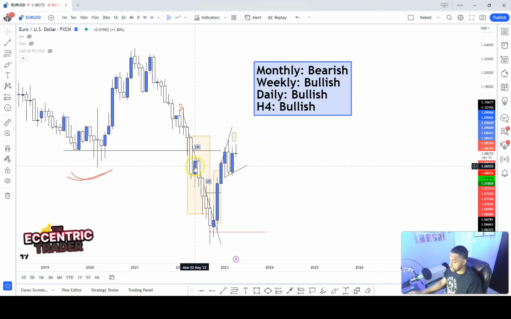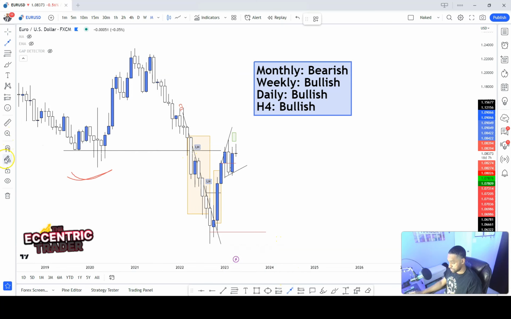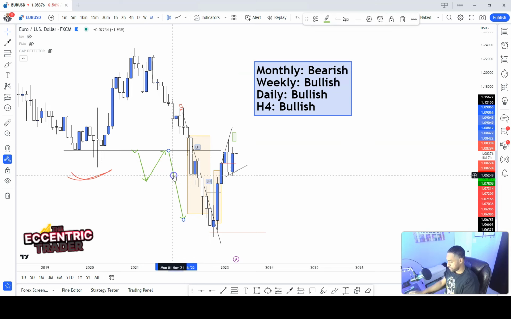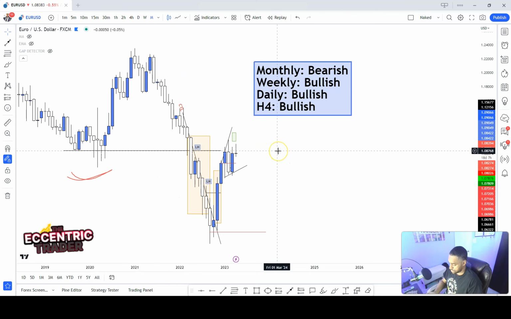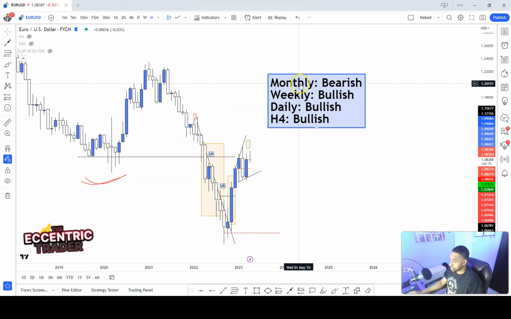But like I said, what you do is go on the lower time frame to make sure it's doing one of these. That's what you want to see on the lower time frame. You want to see it break it and test newfound resistance to come back down. All right. Cool. Monthly time frame bearish.